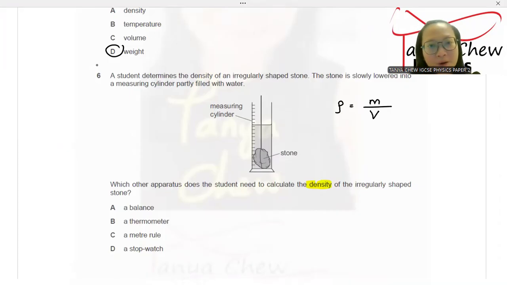Now, you look at the apparatus. Measuring cylinder is used to measure the volume. So you have already measured the volume of the stone. And all you need is another apparatus, which is the electronic balance, to measure the mass of the stone. Then everything will be perfect. So you sub in the value of your mass divided by the volume, which is measured by the measuring cylinder, to find the density of the stone. So the balance is the answer.